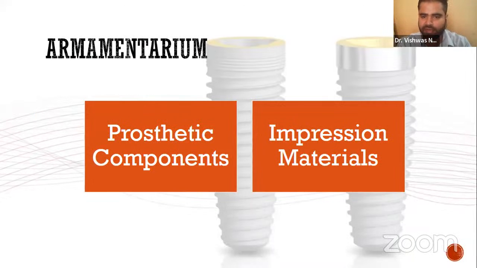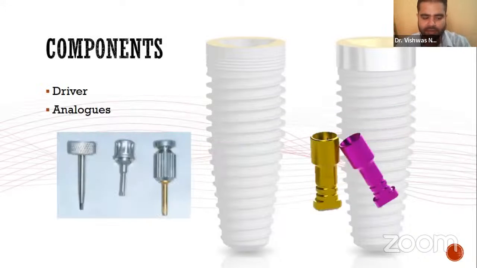So it could be prosthetic components or impression materials. The first we are going to talk about is an implant driver. It is basically a screwdriver, and it is a critical piece of equipment used to screw and unscrew various components onto the implant head. Depending upon the implant system, it can either be a hex, or a slotted, or a star shape.